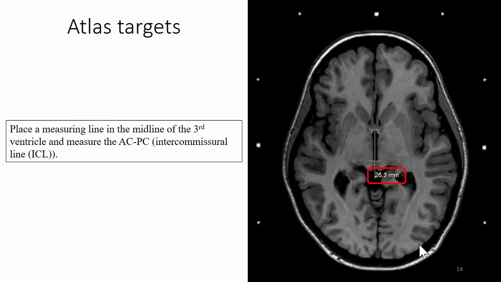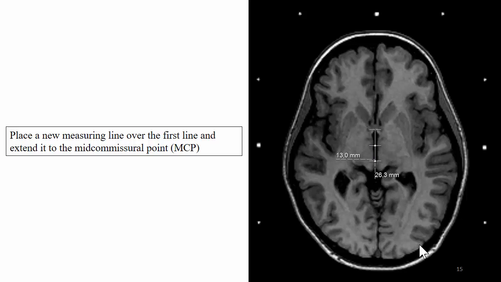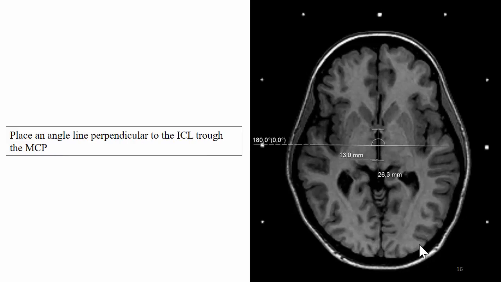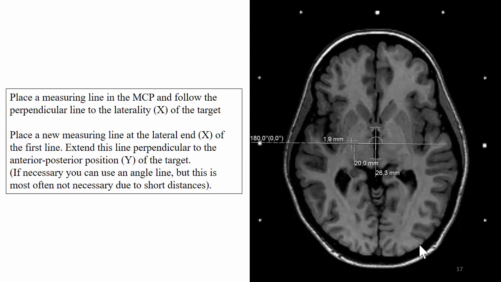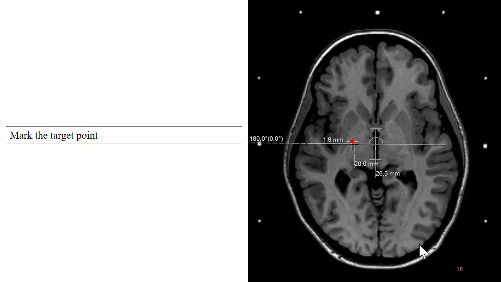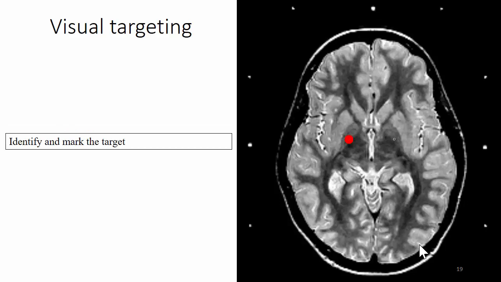If we are performing atlas targeting, then we start by placing a measuring line from the anterior to the posterior commissure. We then identify the length of the ACPC and the mid-commissural point, where we place a perpendicular line. We follow this to the laterality of the target point. Here we place a new perpendicular line and extend this to the anterior-posterior location of the atlas target. We can now mark the target point. If we are performing visual anatomical targeting, in a target that we can see, we simply identify and mark the target.